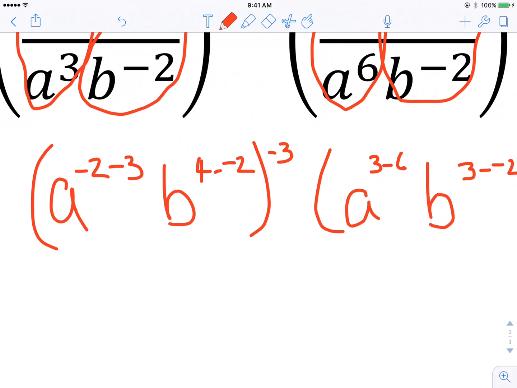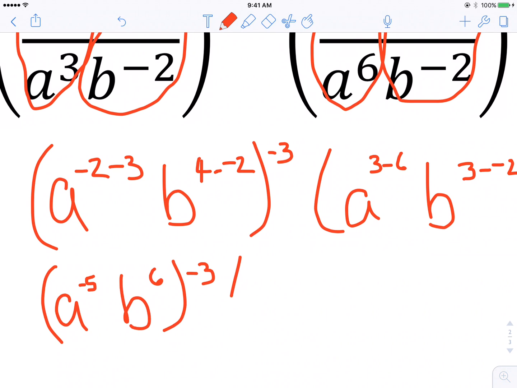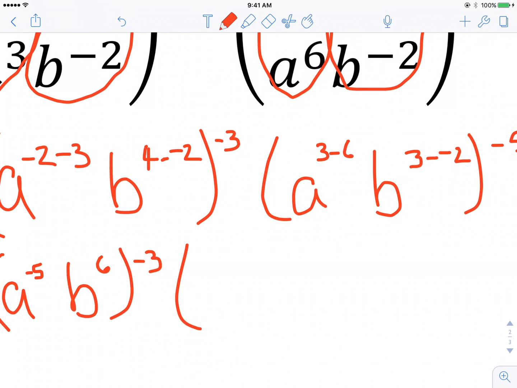Here, negative 2 minus 3, that's going to be a to the power of negative 5. b, 4 minus negative 2, minus a negative is a plus positive, so that's b to the power of 6, all raised to the negative 3. A to the 3 minus 6, 3 minus 6 is going to be negative 3. B to the 3 minus negative 2, that's plus a positive, so that's b to the power of 5, all raised to the power of negative 5.